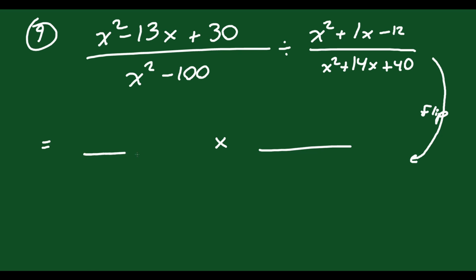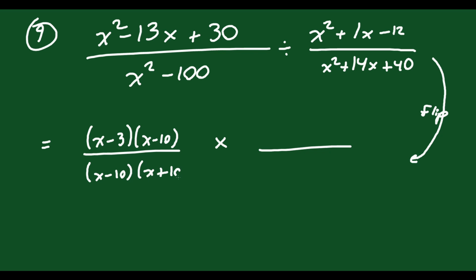But what I'm going to do is I'm going to start factoring. Right? I don't want to write that extra step. So let's start factoring. So x squared minus 13x plus 30, simple trinomial, x minus 3, x minus 10. Because negative 10 times negative 3 is 30. Add them together, you get negative 13. Bottom's a difference of squares. X minus 10, x plus 10. Just like that. Over here, again, we're going to flip. So when I factor this top, I'm going to put that on the bottom. Okay, because we're flipping it upside down.